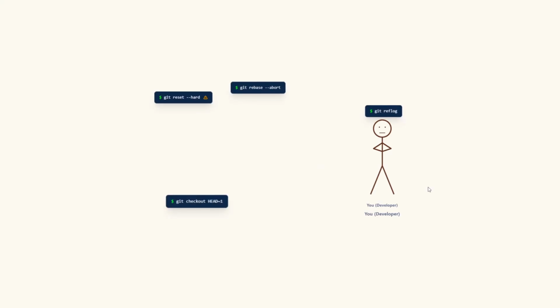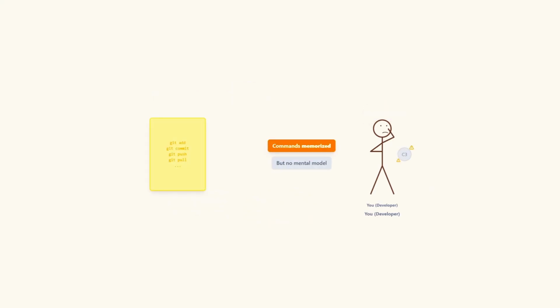You use Git every single day. Commit, push, pull, it works until it doesn't. And then you're Googling how to undo Git rebase at 11 o'clock p.m., mass copying commands from Stack Overflow, praying you don't make it worse.